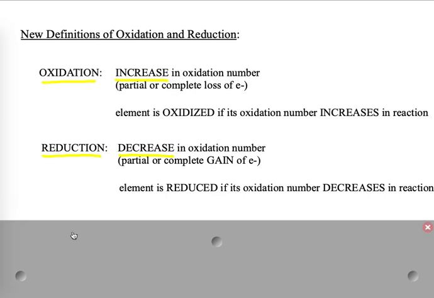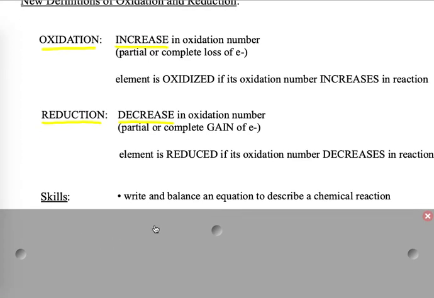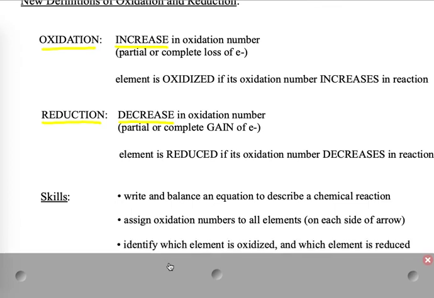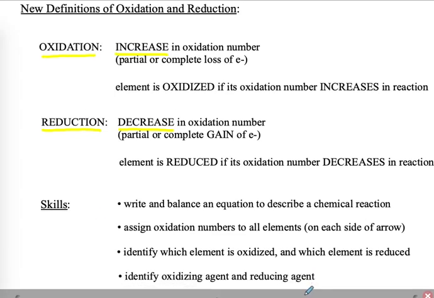And we say an element is reduced in a chemical reaction if, on going from reactants to products, its oxidation number decreases. So, what you should be able to do at this point is to write and balance an equation to describe a chemical reaction. We did that earlier in the unit. Assign oxidation numbers to all elements on each side of the arrow. And then, based on changes in oxidation number, identify which element is being oxidized and which element is being reduced. And then finally, identify the oxidizing agent and the reducing agent. What do those terms mean?